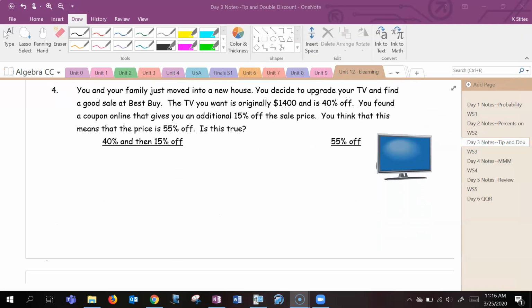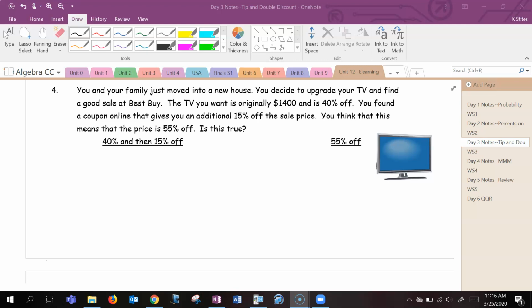Let's try another one. You and your family just moved into a new house. You decide to upgrade your TV and find a good sale at Best Buy. The TV you want originally is $1,400 and is 40% off. You found a coupon online that gives you an additional 15% off the sale price. You think that this means the price is 55% off.